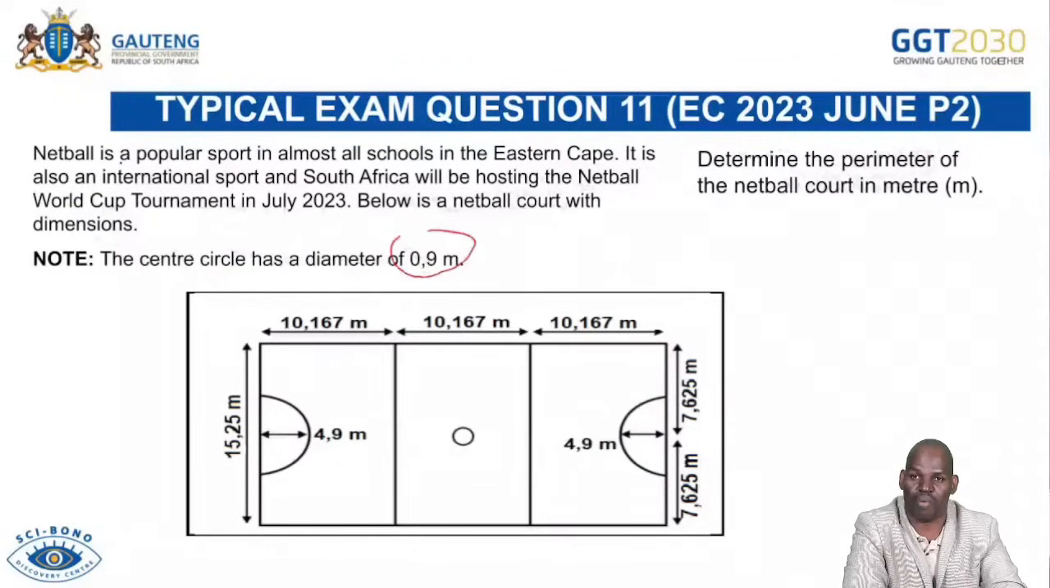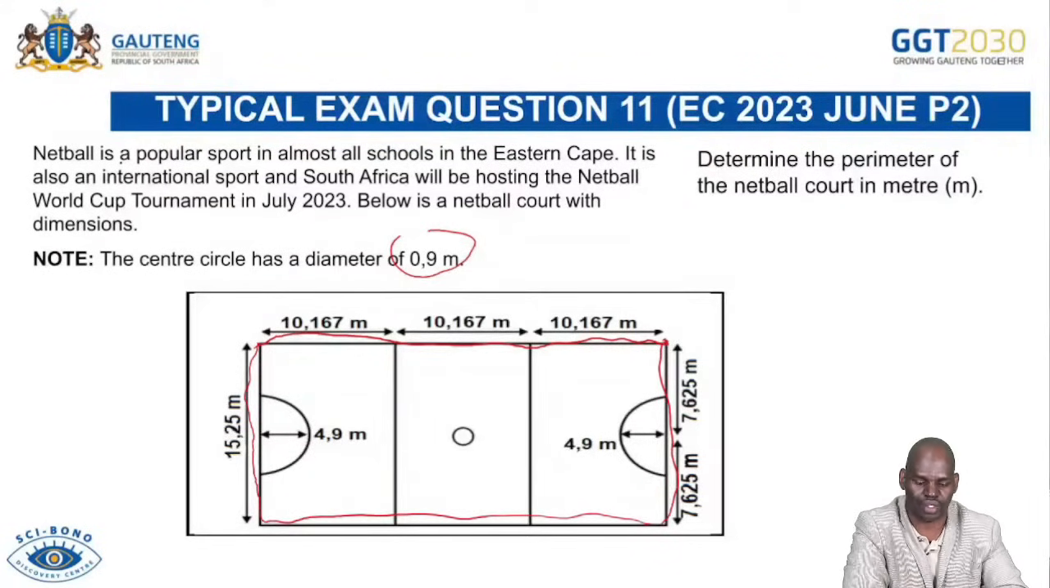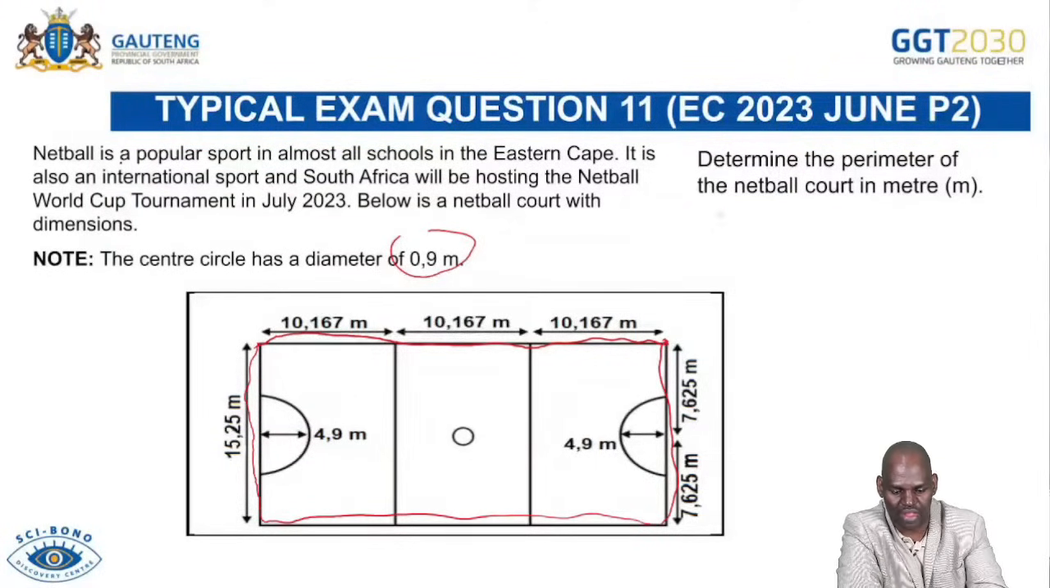So if you look at the perimeter, in most cases, if it's a rectangle, you would not necessarily need a formula, because this one means you have to add the four sides. The perimeter will be from this point, go around until you get back to the same point. How long is that? Obviously, for this it is 10.167. If you say 10.167 plus 10.167 plus 10.167. So first thing, the length.